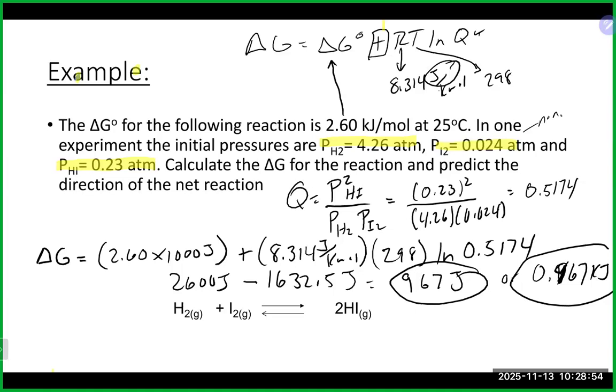First off, any question on the calculation? Now, we do see here we ended up with a delta G that's positive, and that should tell us that this reaction is not favoring the products, but is favoring the reactants. So this should favor the reactants in this case, as it's non-spontaneous. Any questions on that?